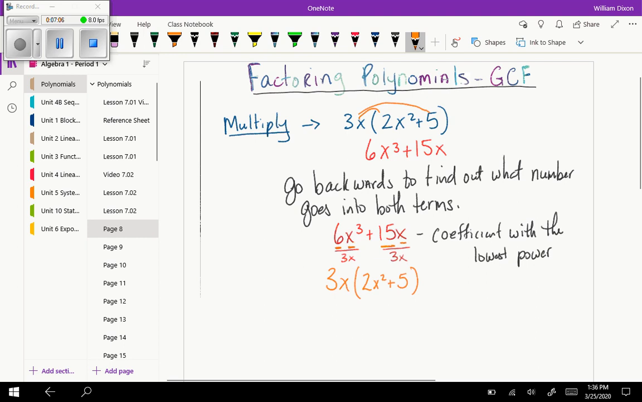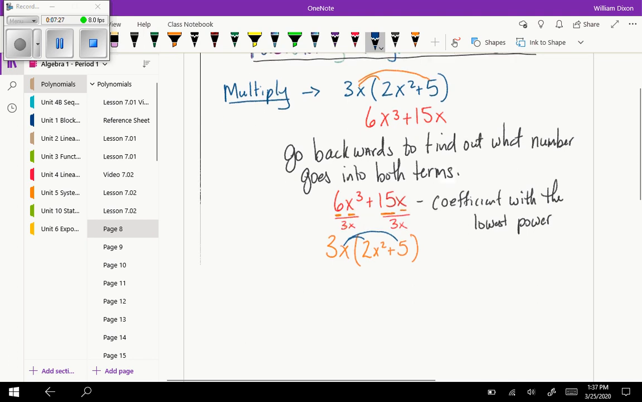Now, math, a beauty. You can check your answer. You know how many times I say that, and I can hear people in the class saying check, check, because that's what you should be doing. How do you check it? Well, you do the opposite of factoring. You multiply or you distribute. So when I distribute 3x times the quantity 2x squared plus 5, I should get back to 6x to the third plus 15x.